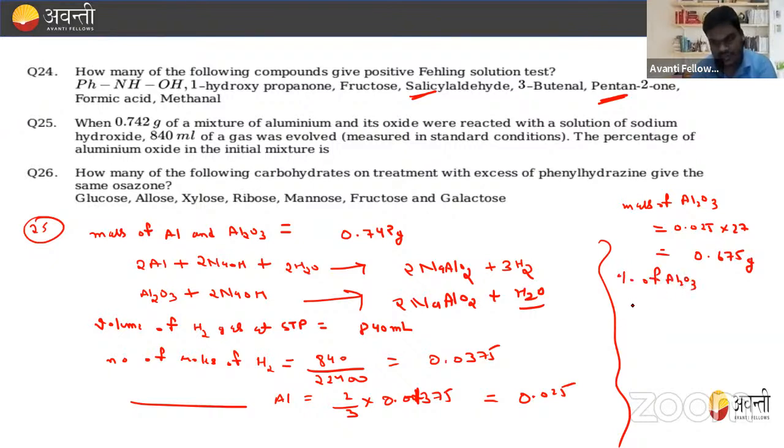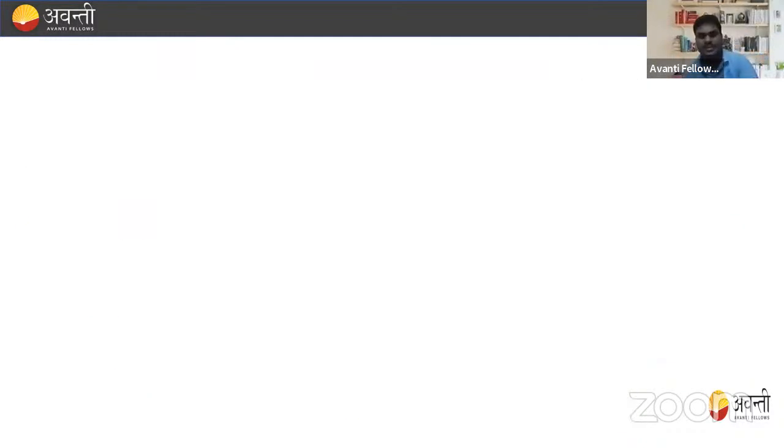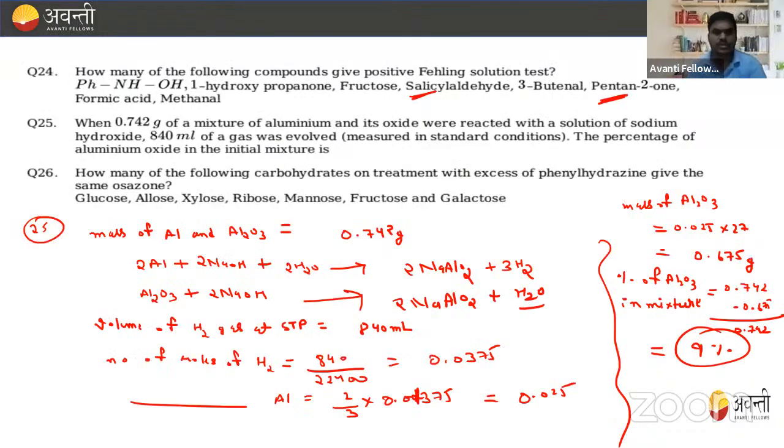Okay. Similarly, the percentage of Al2O3 in mixture is nothing but 0.742 minus 0.675 divided by 0.742. So it comes out to be 9%, right? So it comes out to be 9%. Clear है सबको?